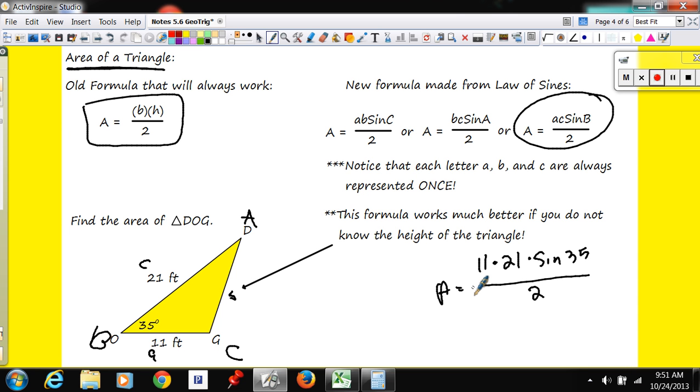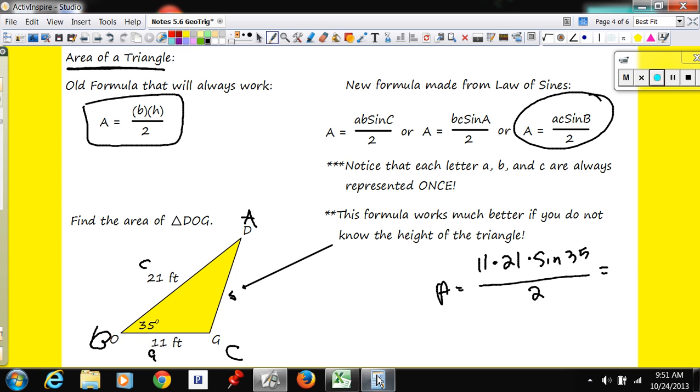If you don't use this formula, then you have to draw in an altitude. You got to use that as the base. You got to use a 35-degree angle and trig to get the altitude, and then you can do base times height over 2, which will still work. It's just a lot more work than just plugging it into this formula right here. This formula will go a lot faster.